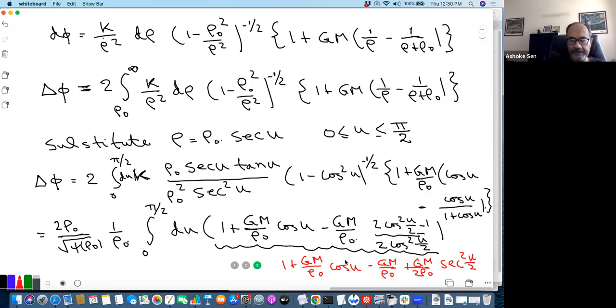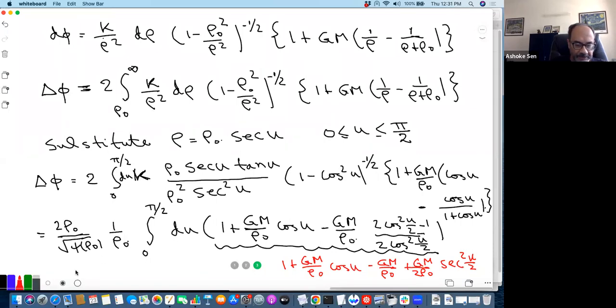Now all the integrals are elementary, right? Because this gives you pi by 2, the u integral. This gives you gm over rho 0 times sine u, right? Sine u at pi by 2 is 1. So this just gives you gm over rho 0. This gives you minus gm over rho 0 times pi by 2. And this one, half sec square u by 2, when you integrate, you just get tan of u by 2, right? D of tan u by 2 is half sec square u by 2. So you just get tan of u by 2 between 0 and pi by 2, right? So that basically picks up tan of pi by 4, which is 1.